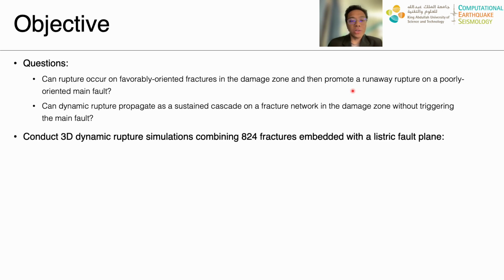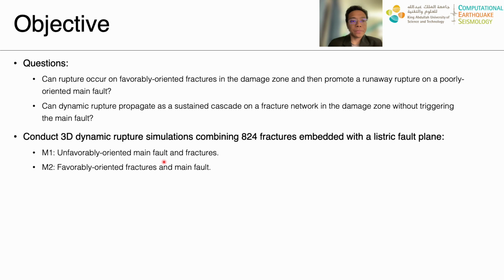To answer these questions, we conduct 3 models of 3D dynamic rupture simulation by combining 824 fractures embedded with an elliptic fault plane. Model number 1 is unfavorably-oriented main fault and fracture. Model number 2, favorably-oriented fracture and main fault. And model number 3, favorably-oriented fractures and favorably-oriented main fault.